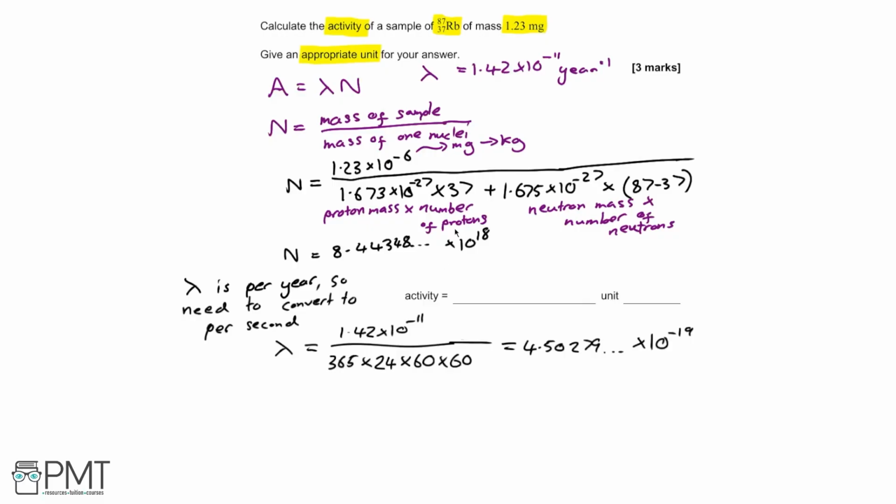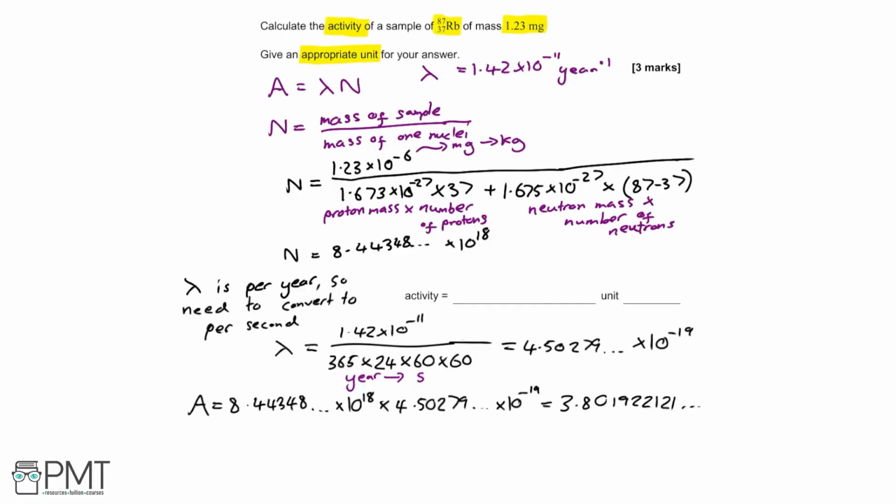Therefore, the activity A is given by A is equal to 8.44348 times 10 to the 18 multiplied by lambda, 4.50279 times 10 to the minus 19, and altogether that gives us 3.8019222121 per second. So our answer to 3 significant figures, since that's the precision of the data given to us in the question, is 3.80.